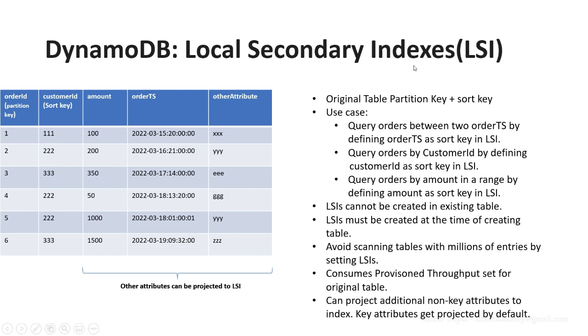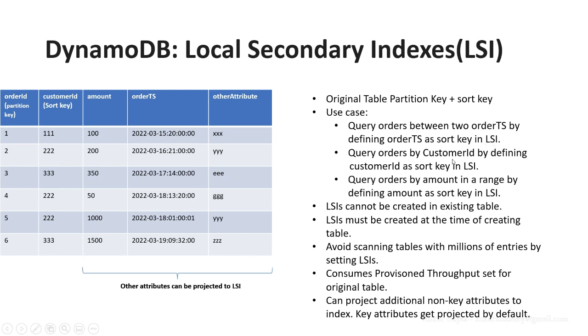Now let's talk more about local secondary indexes. Imagine you have a table as displayed here. It's a simple orders table with order ID, customer ID, amount, and some other attributes like order timestamp. Now as I mentioned, local secondary indexes have the same partition key as the original table, the base table, plus you can add a sort key. Now the sort key can be any of the other attributes from the table. You can in fact have multiple different local secondary indexes defined while creating the table with different sort keys. For example, you can define order timestamp as your sort key and your order ID as partition key. Then you can query different orders between two order timestamps. Like if you want to fetch all the orders between two dates, you can do that by defining order timestamp as the sort key in your local secondary index.